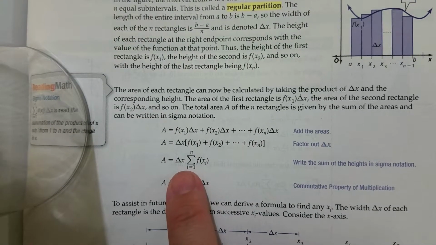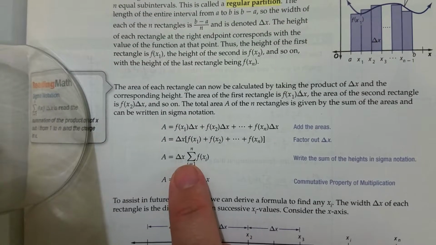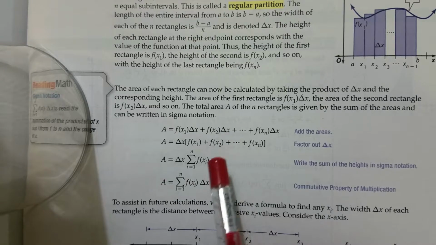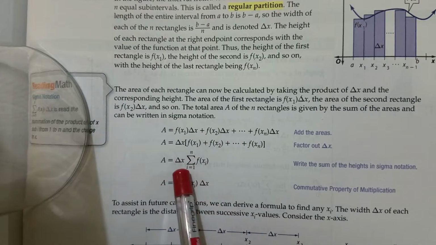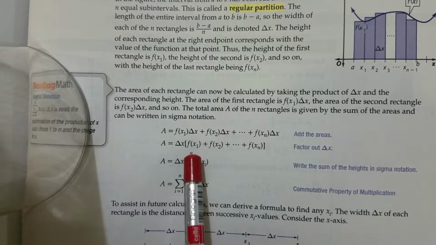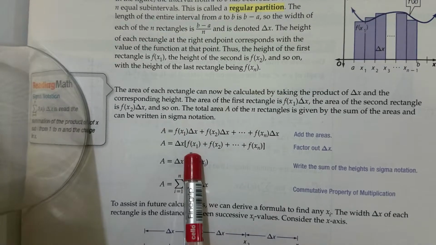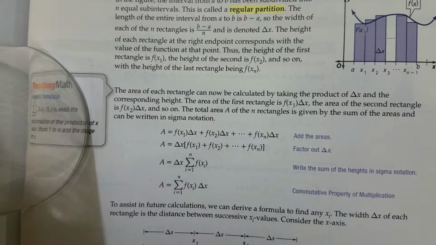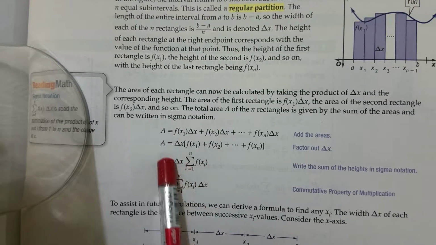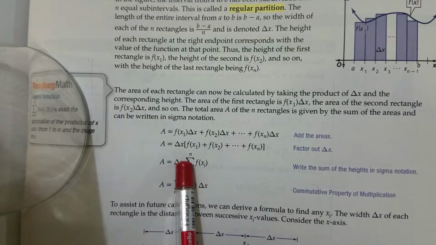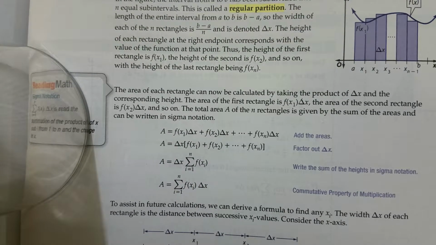And so what they've done is they've gone ahead and written this with summation notation or sigma notation, and said that i goes from 1 up until n, meaning however many rectangles you have. Okay? And then they've just sort of shown you that you can put the change in x at the end. It doesn't matter. It can be at the front or at the end.